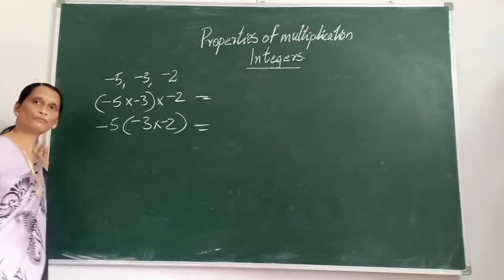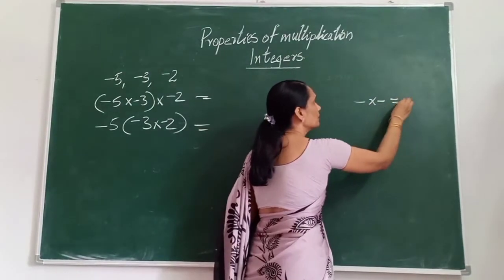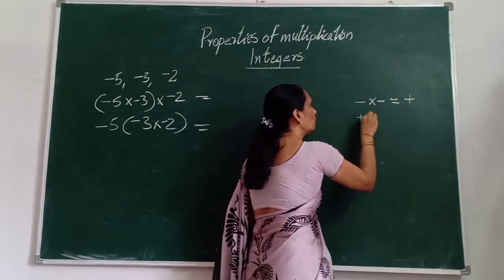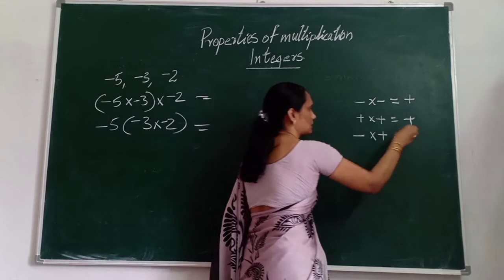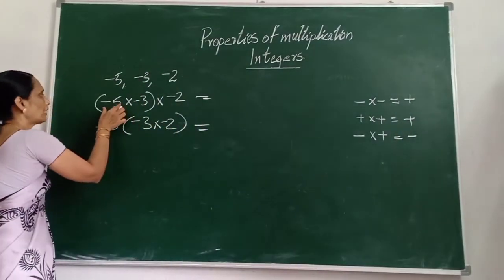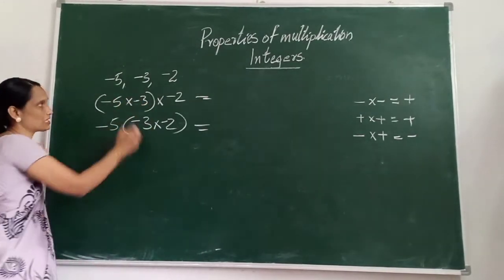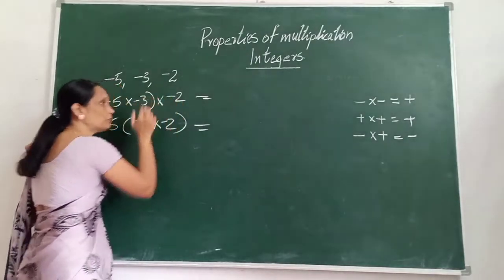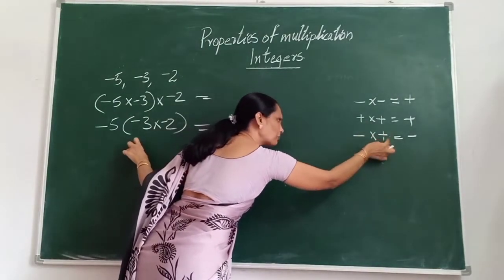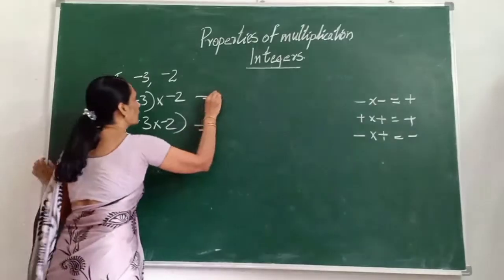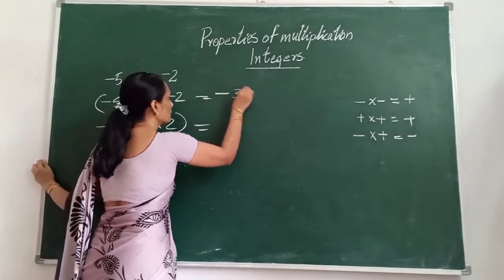5 3s are 15. Minus into minus. This you should always remember. Minus into minus is equal to positive. Plus into plus also positive. Minus into plus or plus into minus, that is negative. So, minus 5 into minus 3, that is plus 15, isn't it? 5 3s are 15, minus into minus, plus 15. Plus 15 into minus 2, and a plus into minus, plus into minus, both are same. So, answer minus. Okay, here we got 15 2s are 30.